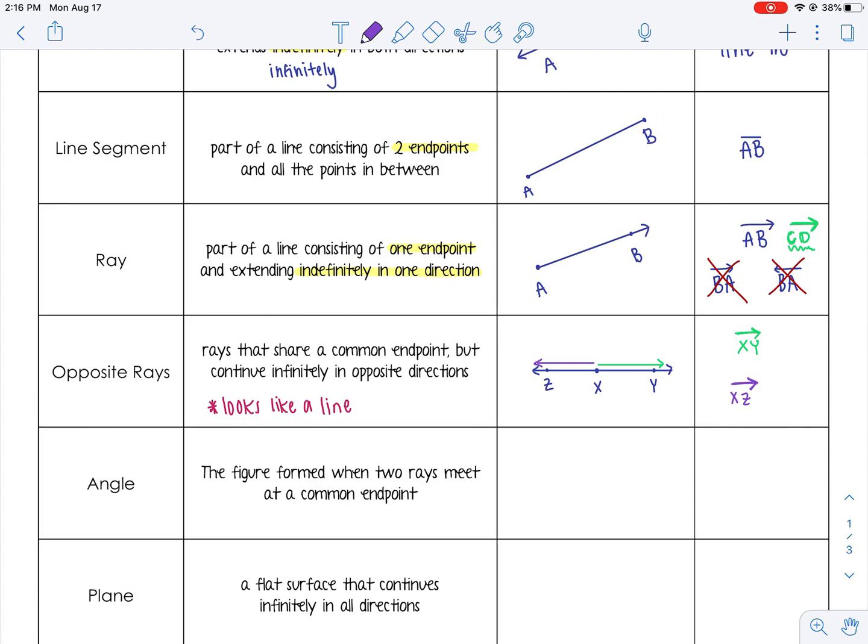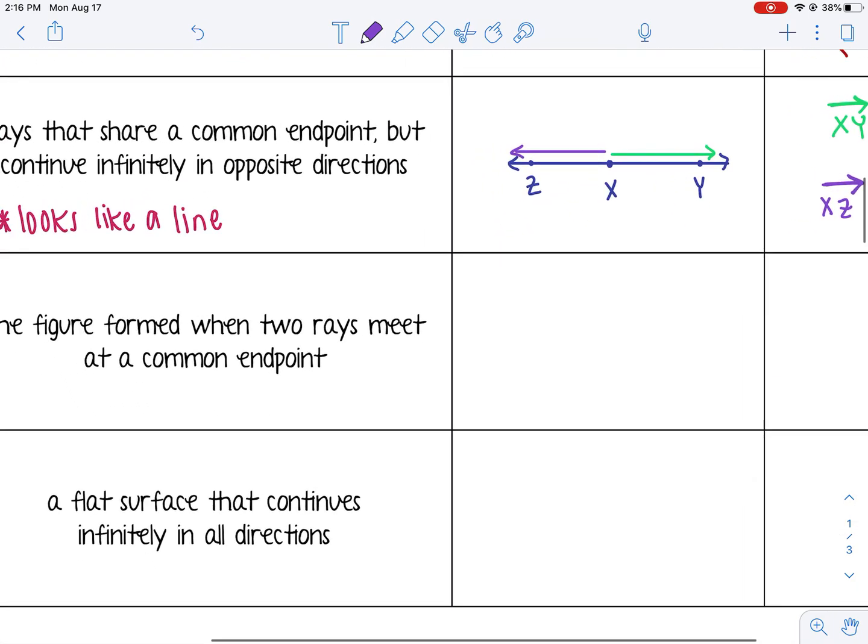Another key symbol in geometry, so we've talked about lines, line segments, rays, opposite rays, is an angle. And you've heard about acute angles, obtuse angles, right angles in the past. Angle is just formed where two rays meet at a common endpoint. The key thing being they're not going opposite directions anymore.